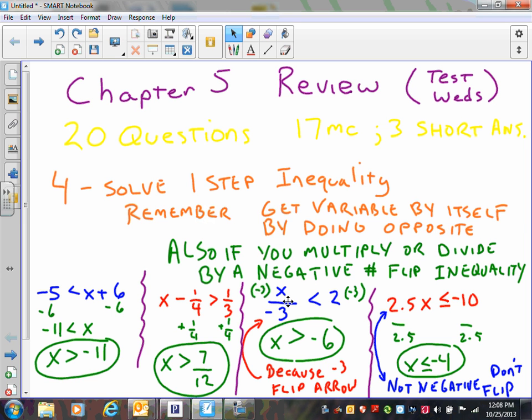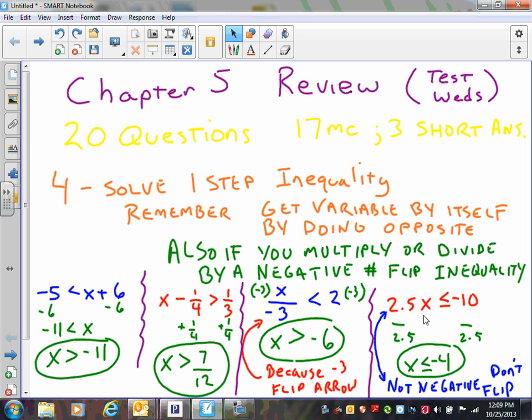Here I've got x divided by negative 3. We're dividing, so we have to multiply. And it doesn't matter whether the negative is with the 3 in the middle of the division sign or up here with the x. You got to get rid of the negative 3. So we multiply both sides by negative 3. We had to flip, because of negative 3, we had to flip the arrow. We get x is greater than negative 6.